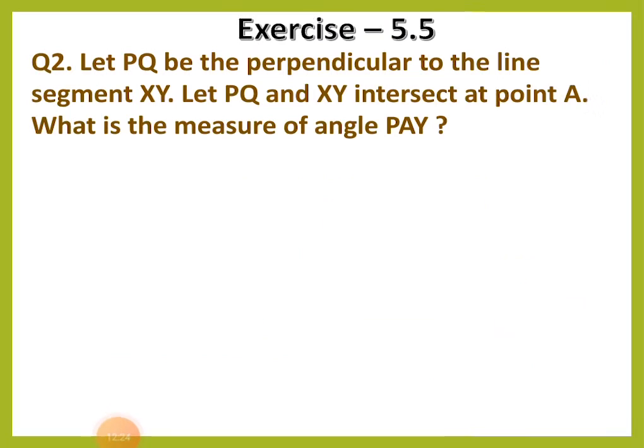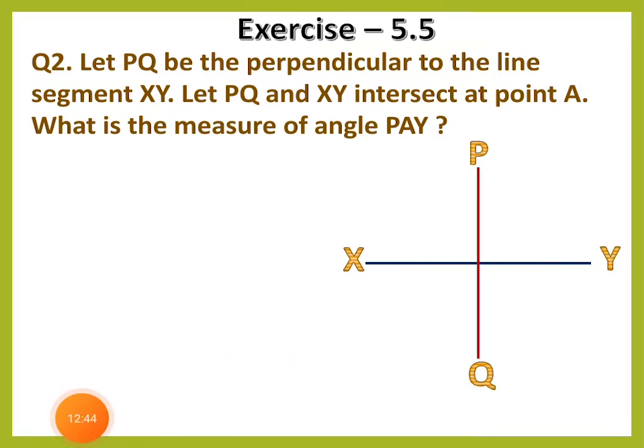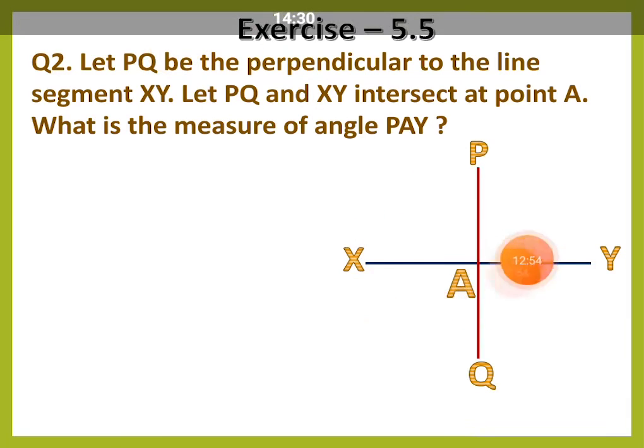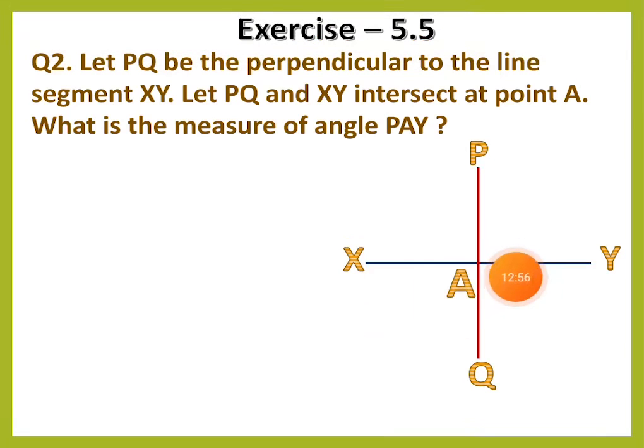Now come to the exercise 5.5. Here we have to assume that PQ is perpendicular to the line segment XY, and here PQ and XY intersect at point A. Right now we have discussed, in the same way we have to solve this question. So we have drawn a line segment XY and another line segment PQ, as it was said in the question that PQ and XY intersect at a point A. So you can see the common meeting point which they are sharing, that we have to name as point A. Okay, that we have written here.